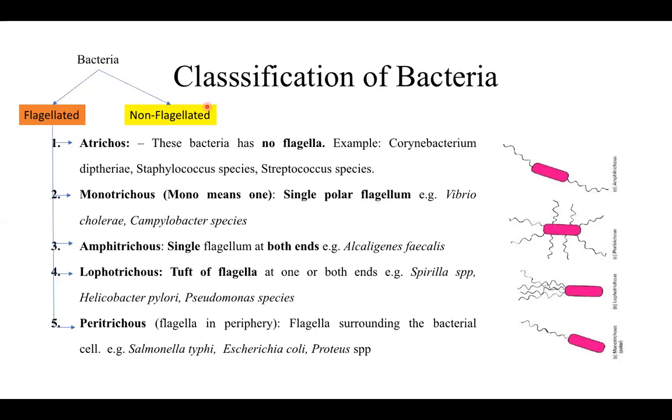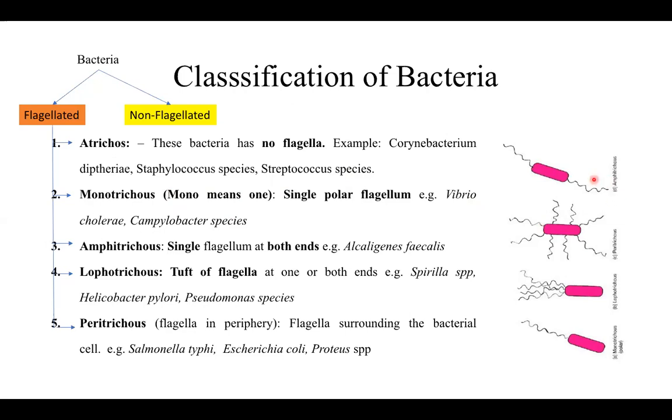While those bacteria which are lacking flagella are known as non-flagellated bacteria. The flagellated bacteria are further classified based on the arrangement of flagella on their body. If there are no flagella, then they are known as atrichous. Examples are Corynebacterium diphtheriae, Staphylococcus aureus, or Streptococcus.